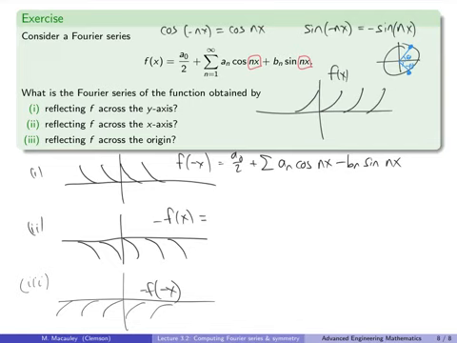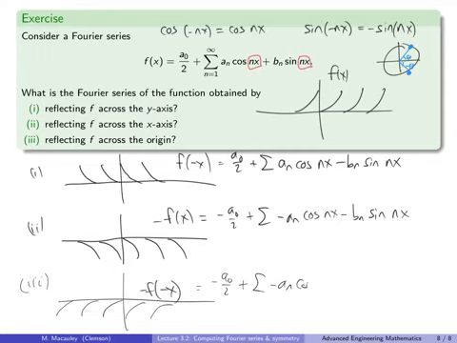Similarly, negative f of x just multiplies this whole thing by negative 1. This is negative a naught over 2 plus negative an cosine of nx minus bn sine of nx. Don't be scared by the infinite sum. You're just multiplying this thing by negative 1. And finally, this one, you're taking the negative of this first guy. So this is equal to negative a naught over 2 plus negative an cosine of nx plus bn sine of nx.